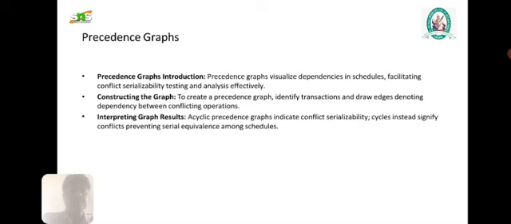The precedence graph introduction: it is a visualization of dependencies in a schedule, facilitating conflict serializability testing and analysis effectively. And what is constructing the graph? Create the precedence graph and identify and draw the edges. We denote the conflicts in the operations while constructing the graph. And how do we interpret the graph result? The presence of cycles in the graph indicates a lack of conflict serializability, and the cycles signify the conflicts, preventing serial equivalence among the schedules.